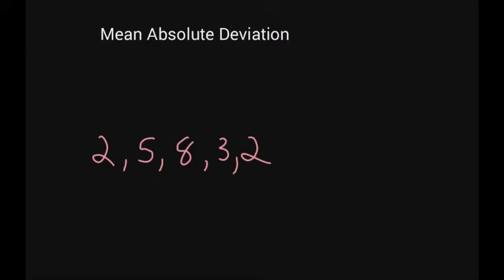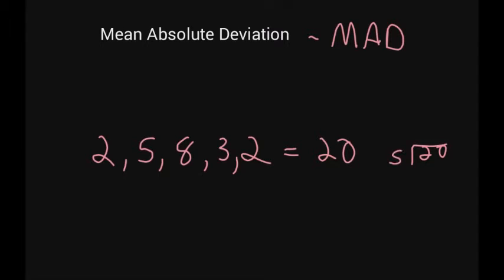Alright, let's talk about mean absolute deviation today. Sometimes you'll see that abbreviated to just MAD. That means mean absolute deviation. So first thing when you're doing this is you need to find the mean. So what we're going to do is take all those numbers and add them up. So 2 plus 5 is 7, 7 plus 8 is 15, 15 plus 3 is 18, plus 2 is 20. So I added those 5 numbers, and then I take that 20 and I divide it by how many numbers I added, which is 5. So I'm going to do 20 divided by 5 to give me a mean of 4.